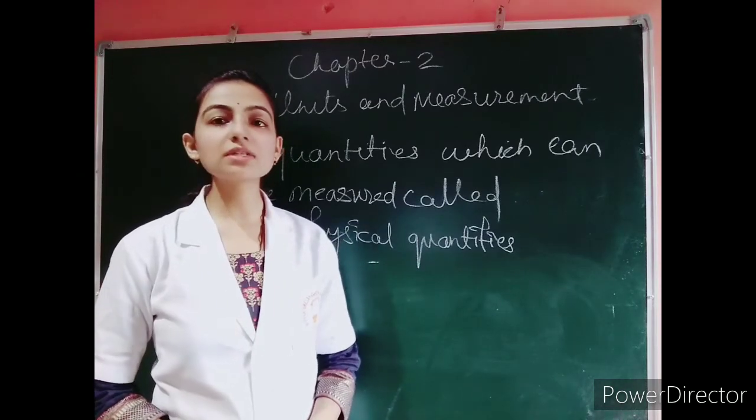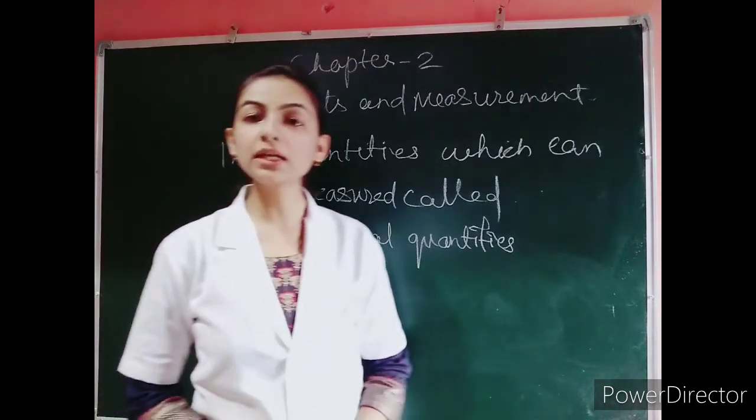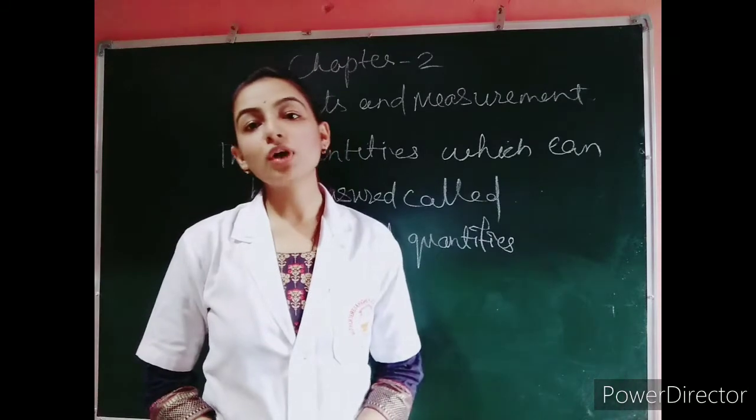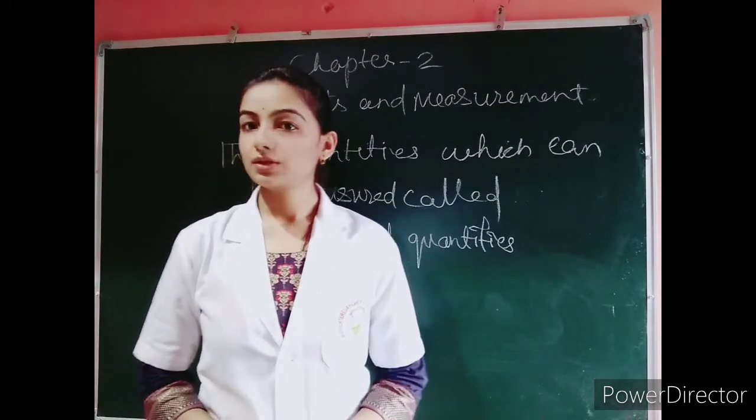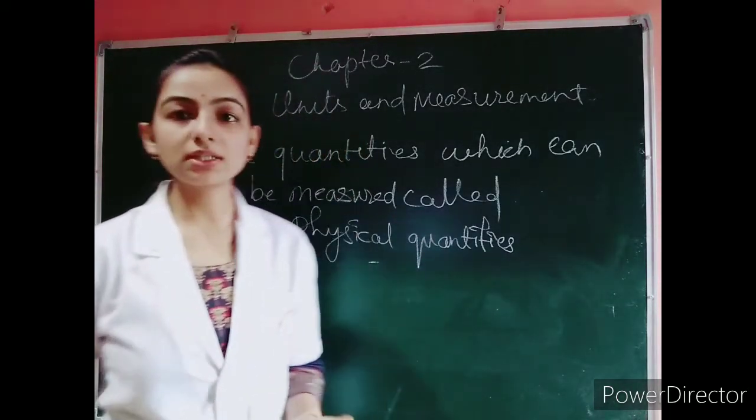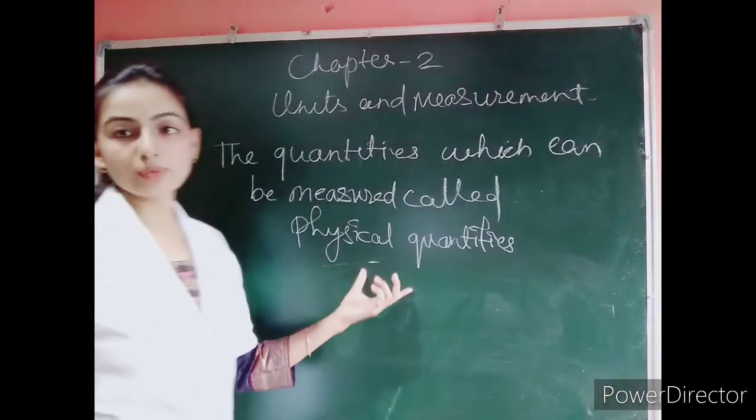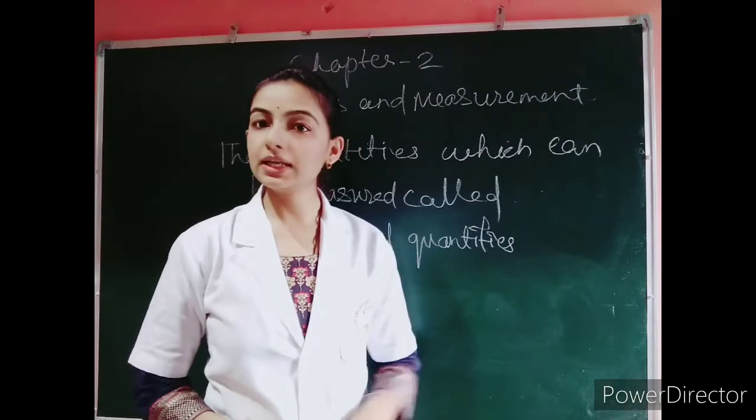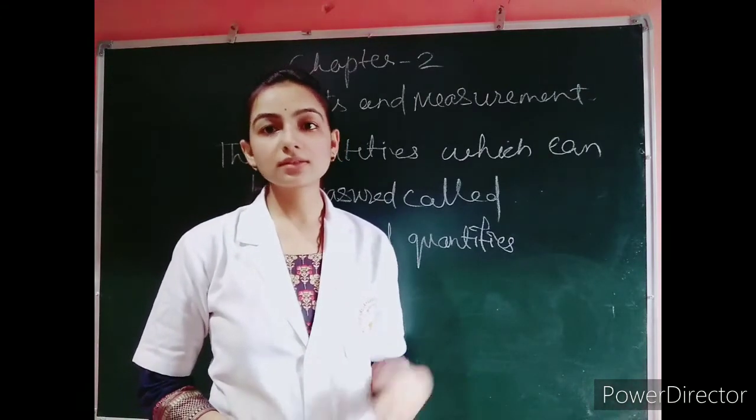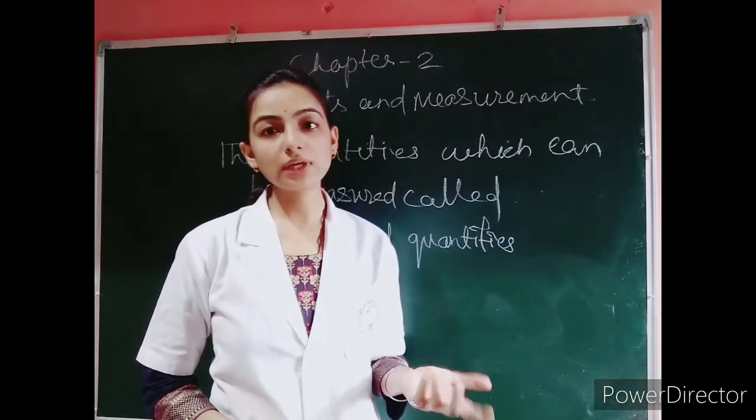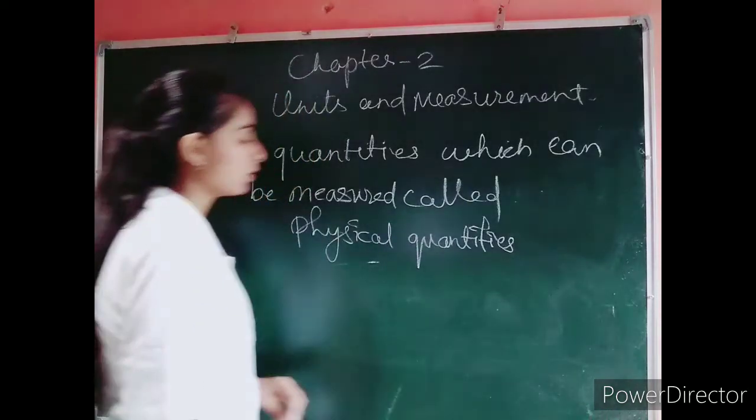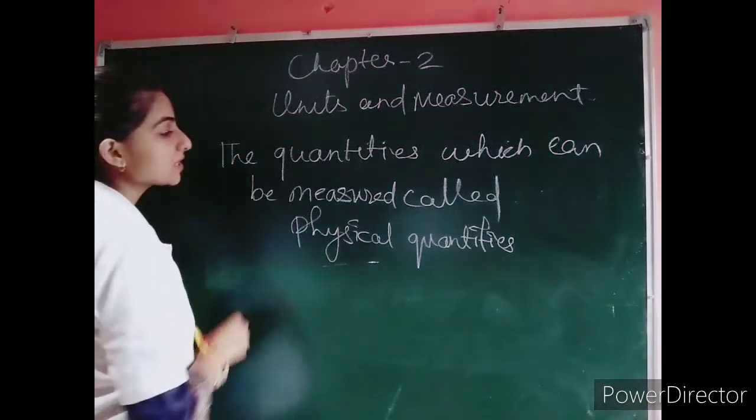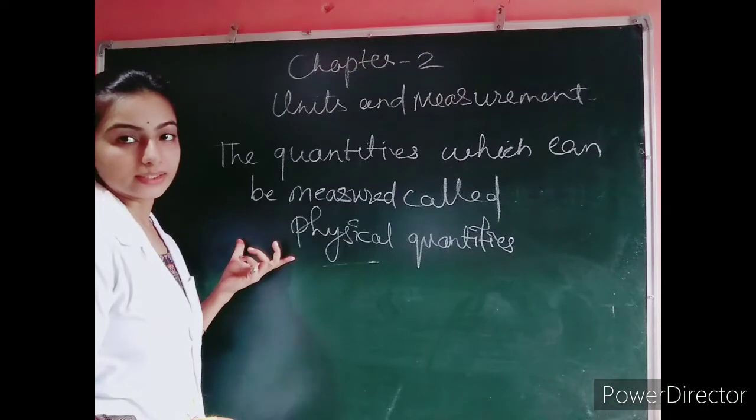Now we are starting our chapter number 2, that is units and measurement. Now what are quantities? The quantities which can be measured are called physical quantities. Like length, we can measure any distance or any length. Like time, we can measure any time. So the quantities which can be measured are called physical quantities.